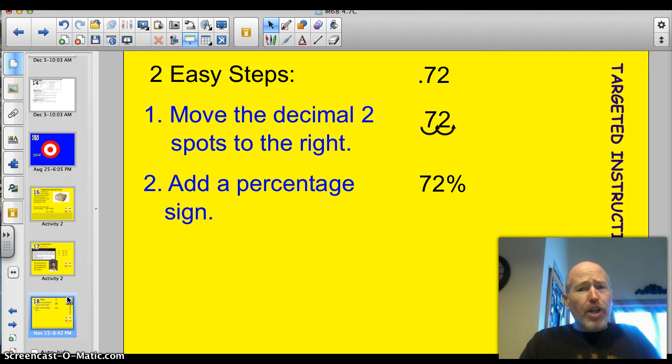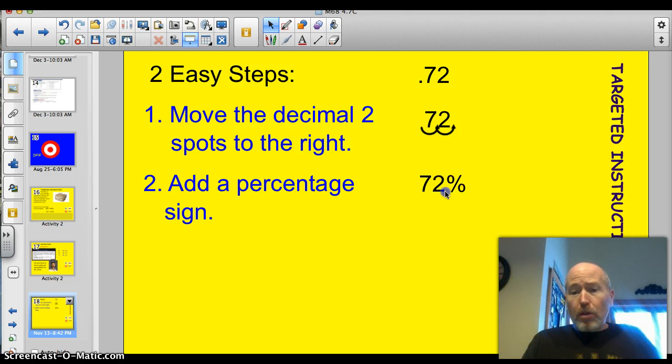And the little mustache on Mr. Zen's really isn't that far off from how you do it. Here it is. Here's your example. 0.72. You just move the decimal 2 spots to the right. 1, 2. Add a percentage sign. Slam bam. Thank you, ma'am.